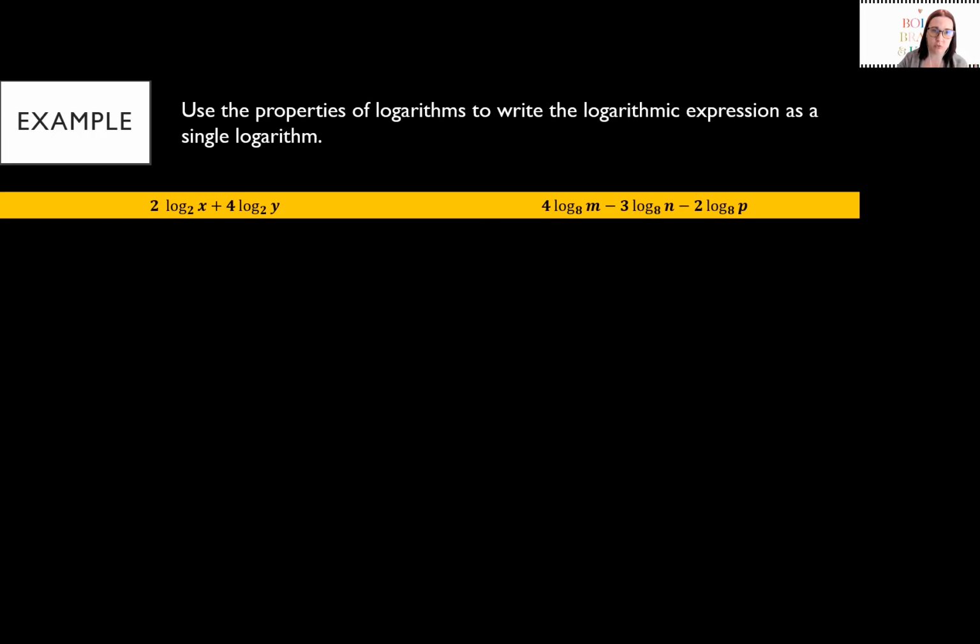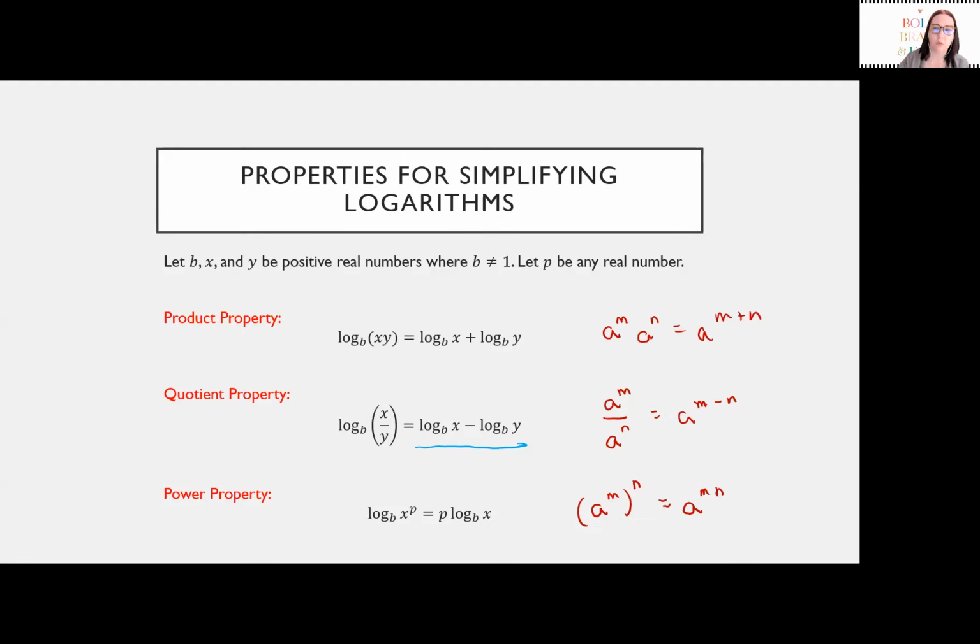Because the order that you use your rules matters. So let's go back to the 3 rules we're focusing on. We've got the product property, the quotient property, and the power property. So you're going in the order of operations.